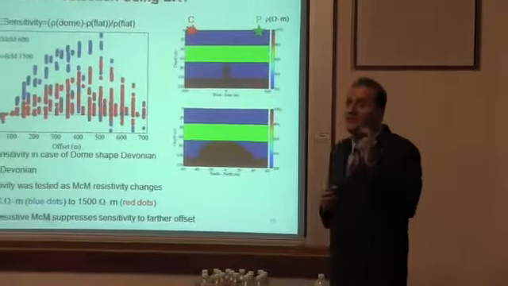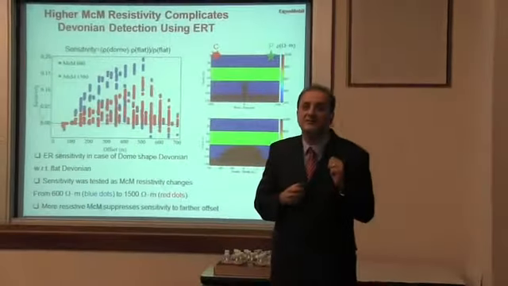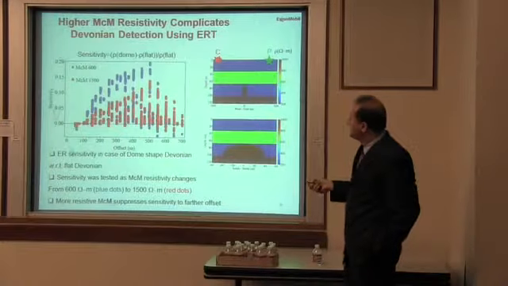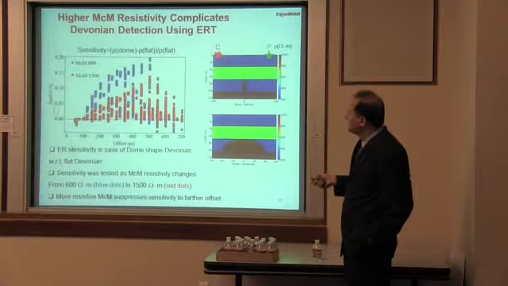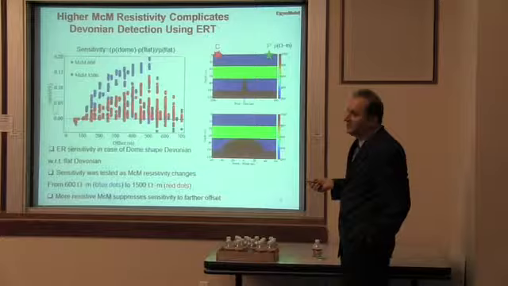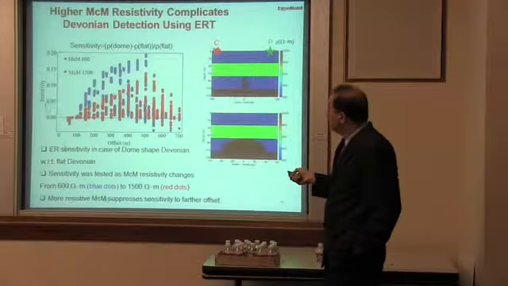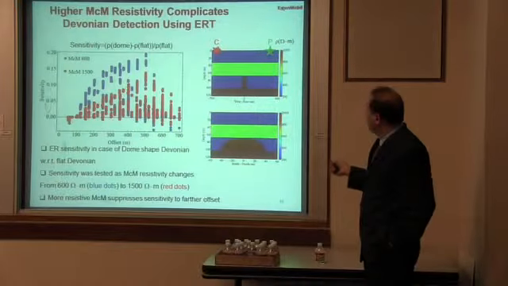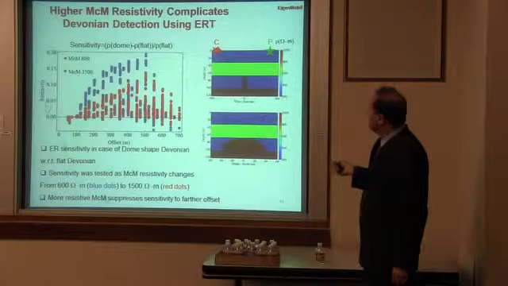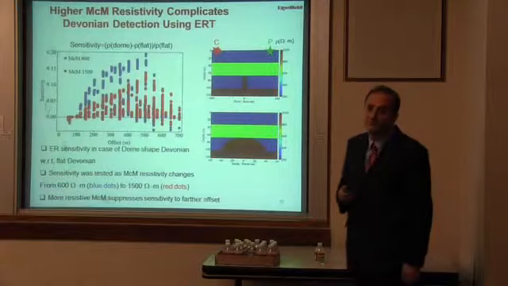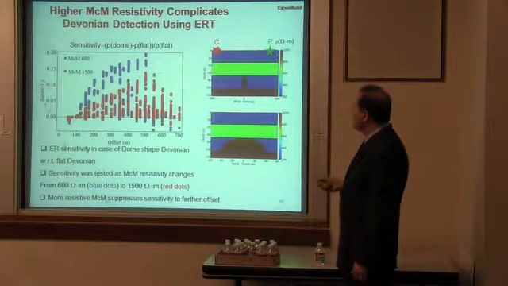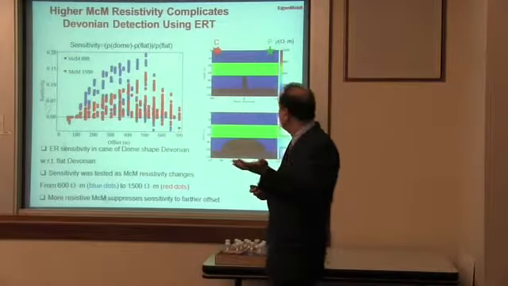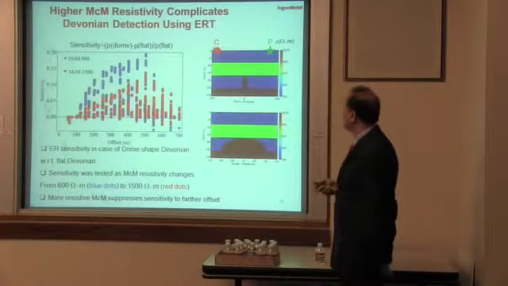So I performed 2 different simulations. Let's take a look at the sensitivity versus the offset. As you see here, there are 2 different data points, one blue and the other red. The blue one is, I assume in my model, what if the McMurray has a resistivity of 600 ohm meters? Now I wanted to see how the survey that I have designed could manage to capture the Devonian.